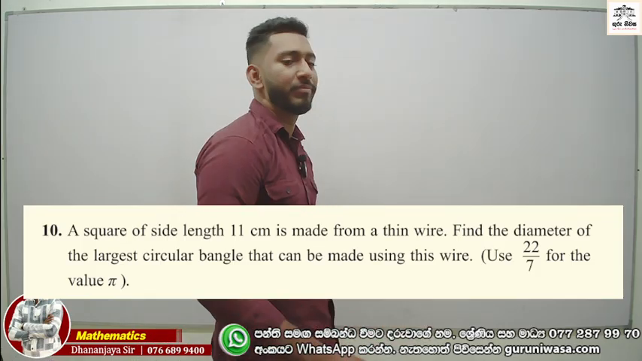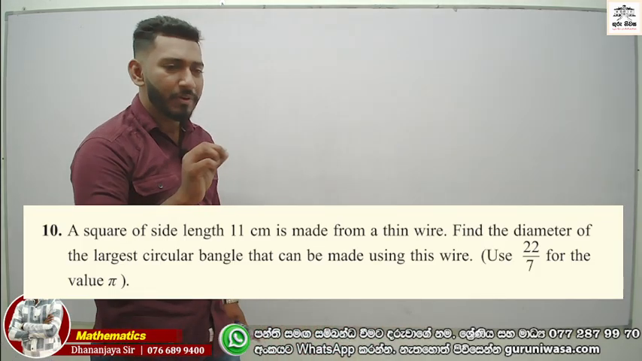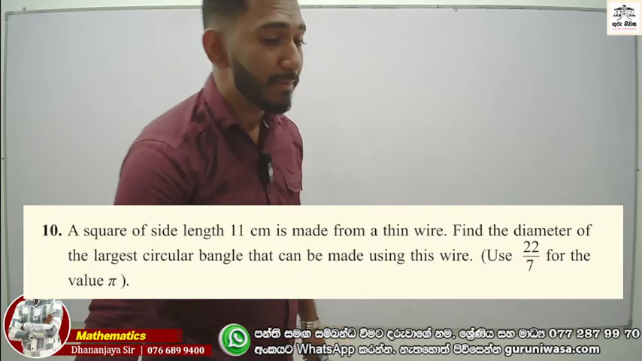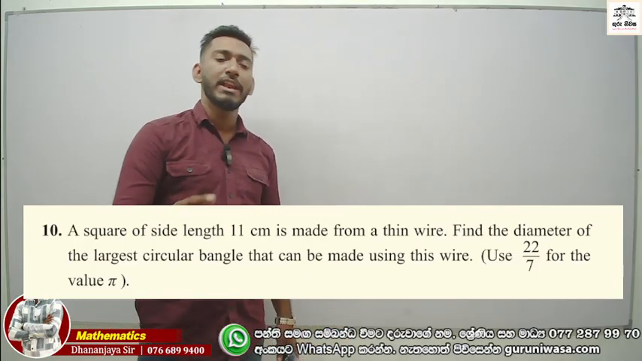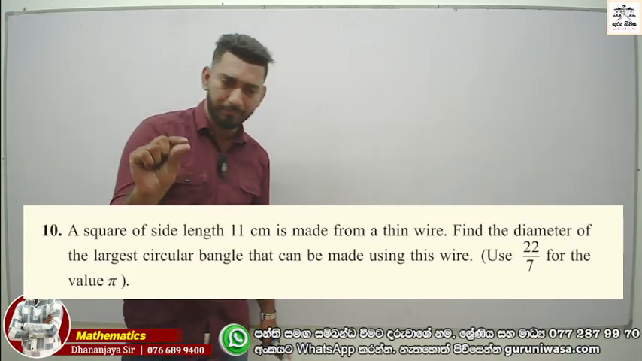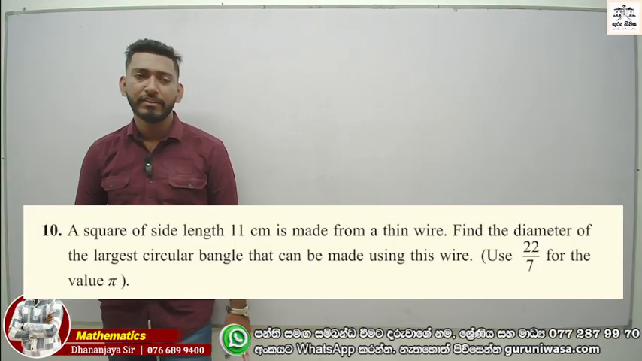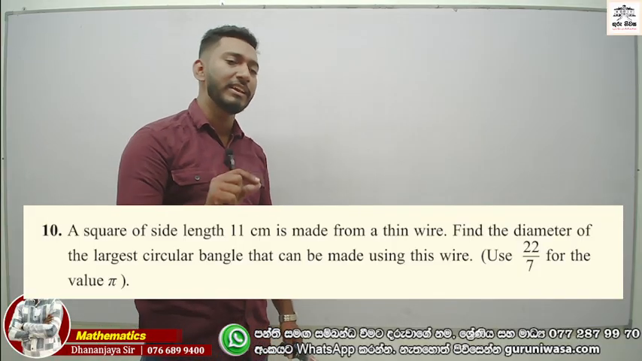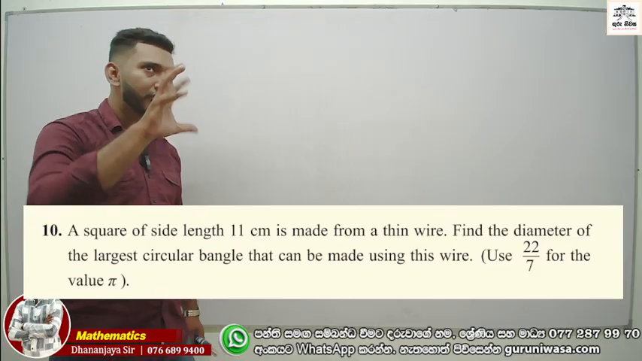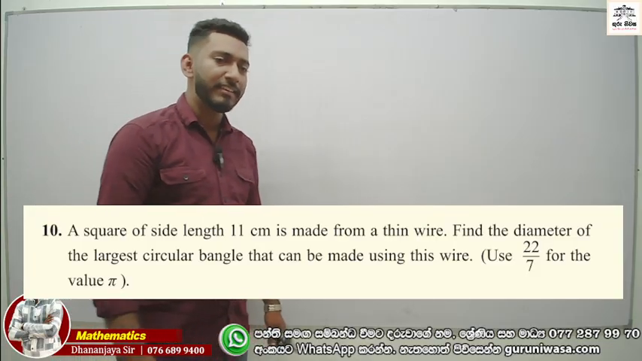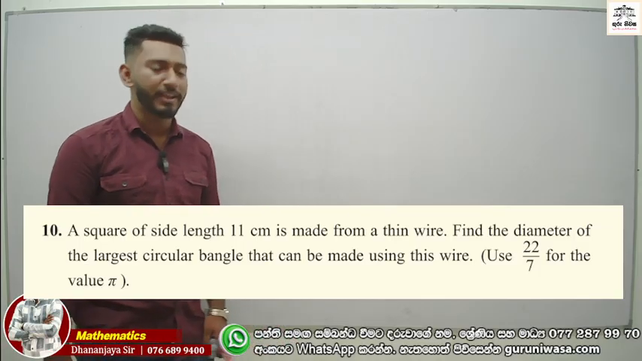Right. Now listen. A square of side length 11 centimeters is made from a thin wire. Find the diameter of the largest circular bangle that can be made using this wire.